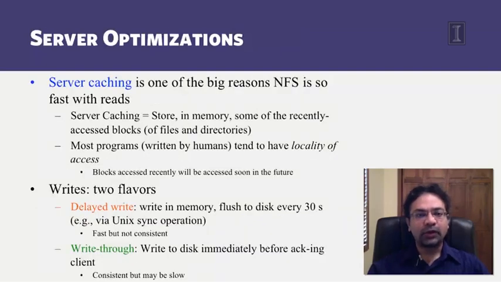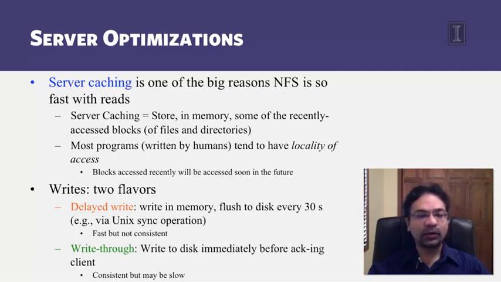Now, NFS uses several optimizations, and these are the main reasons why NFS is a fast system. Server caching is one of those optimizations. It's useful for doing reads. Essentially, on the server side, you store in memory, in RAM, some of the recently accessed blocks of files and directories. Okay? Now, these might be blocks accessed by different client processes at different machines.